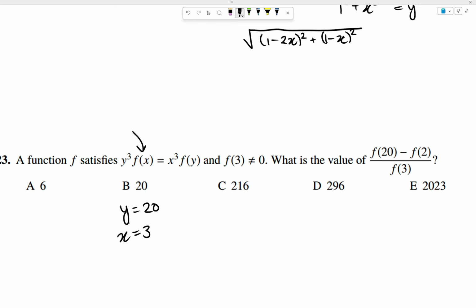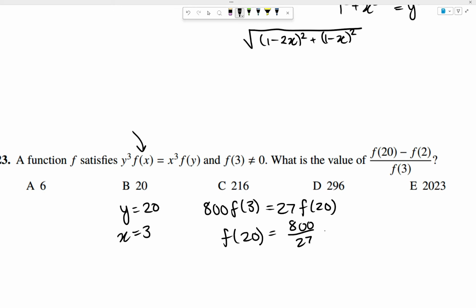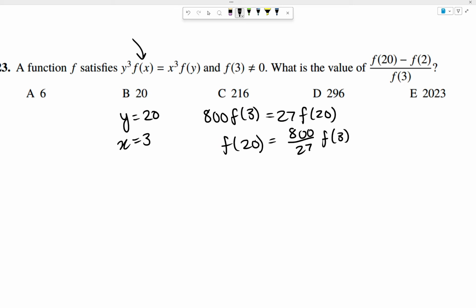So substituting in y equals 20 and x equals 3 gives 800 f of 3 is equal to 27 f of 20, and then rearranging that to make f of 20 the subject would give f of 20 is equal to 800 over 27 times f of 3. Similarly, to find f of 2 in terms of f of 3, I'm going to substitute in y equals 2.